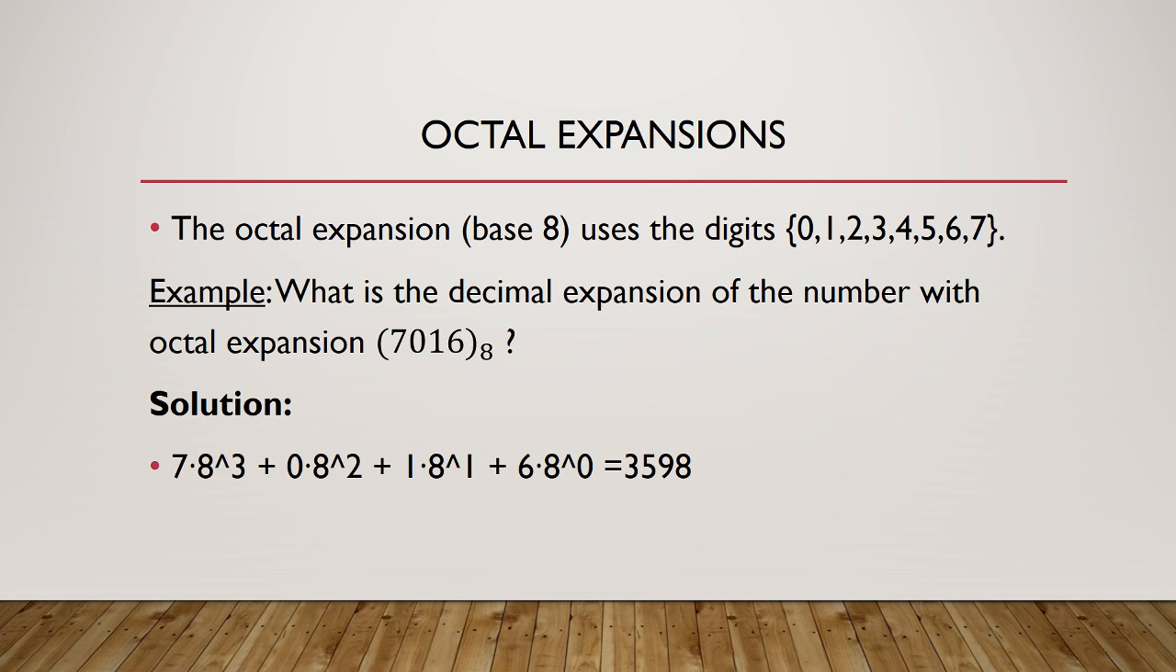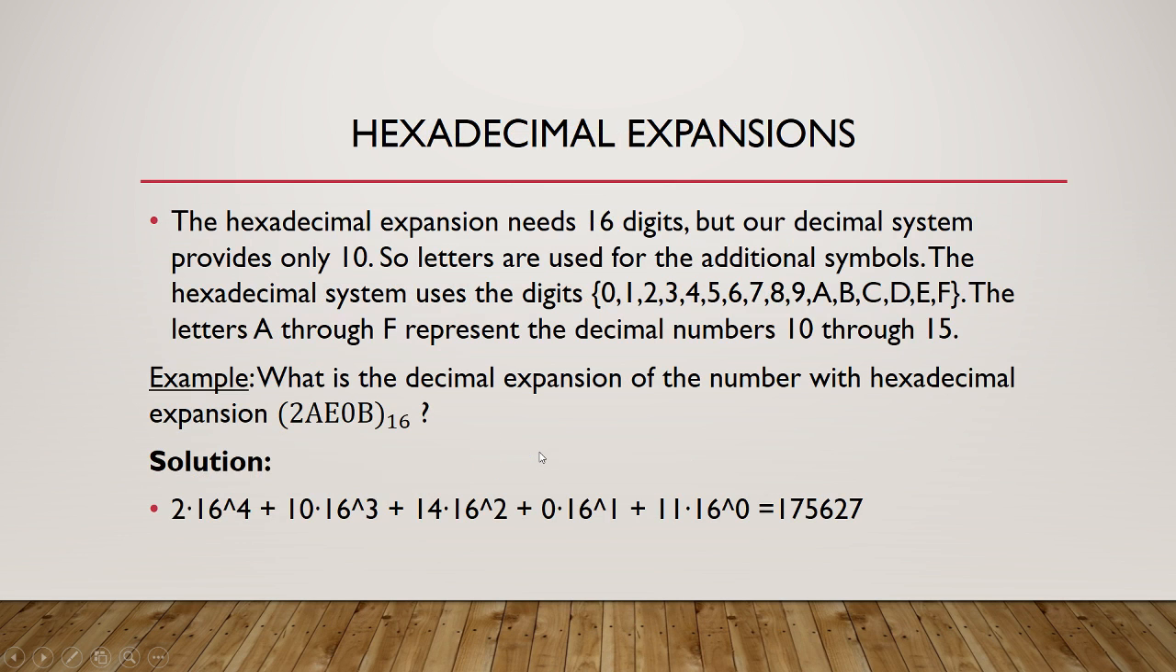Octal is basically the exact same, except it's base 8, so you'd be doing 8 to the powers instead of 2, and it's also only the numbers 0 through 7. So this value of 7016 base 8 comes out to be 3,598 using the same method, 0, 1, 2, 3, and it's 8 to the powers.